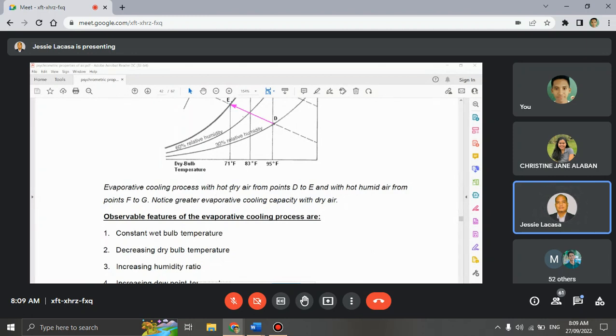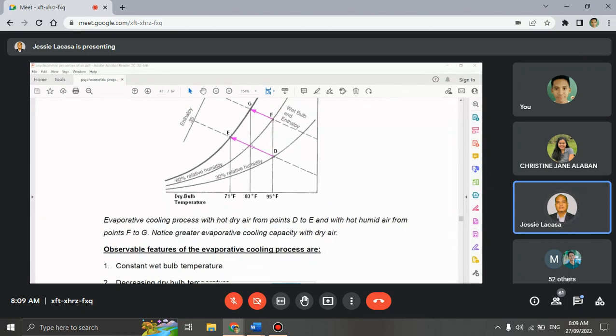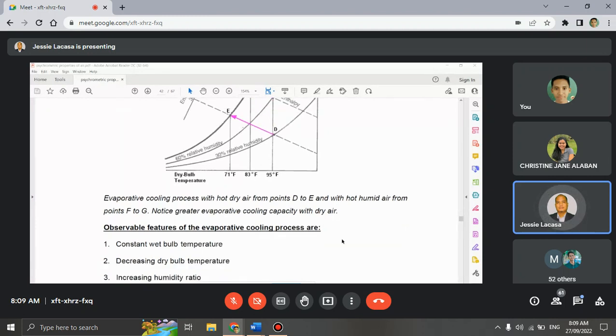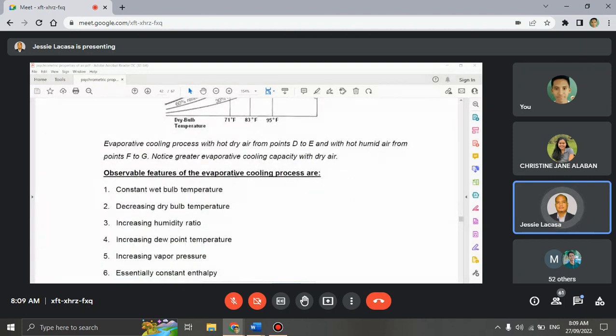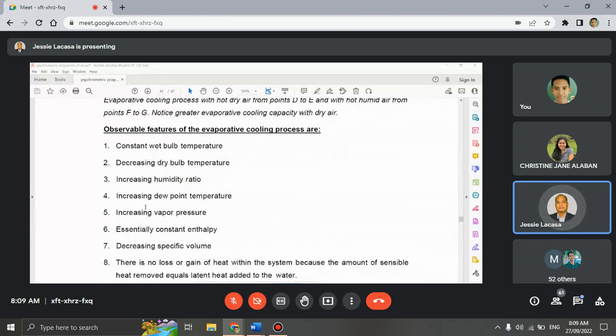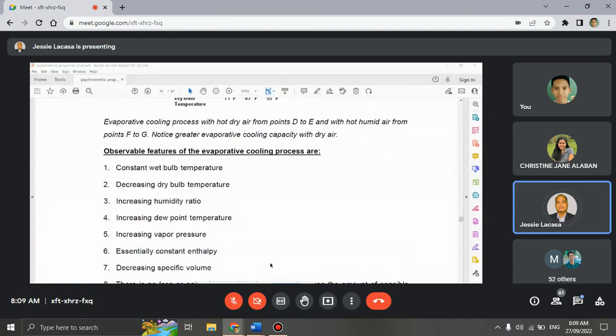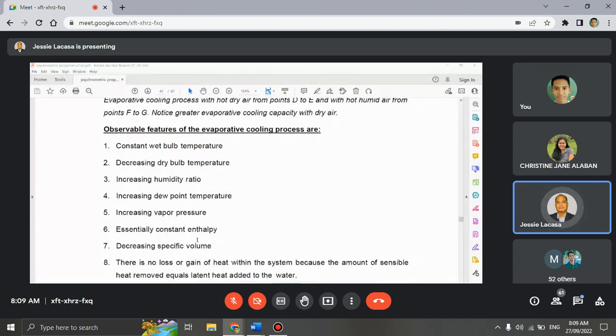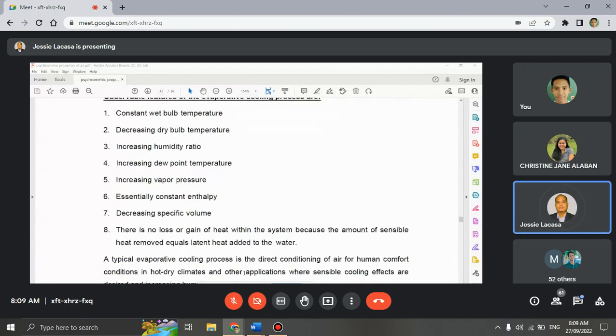So evaporative cooling process with hot dry air from points D to E and with hot humid air from points F to G. So notice greater evaporative cooling capacity with dry air. So observable features of the evaporative cooling process: constant wet bulb temperature, decreasing dry bulb temperature, increasing humidity ratio, increasing dew point temperature. So this is based on the psychrometric chart. Increasing vapor pressure, essentially constant enthalpy, decreasing specific volume.